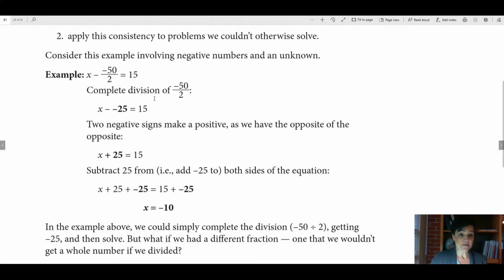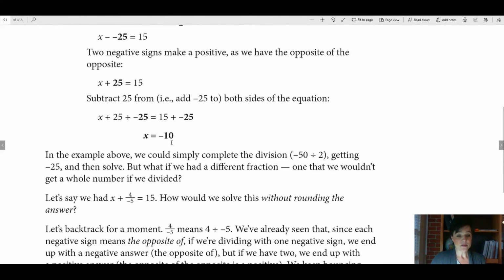Complete the division of negative 50 halves: x minus negative 25 equals 15, because negative 50 divided by 2 is negative 25. Here we have two negative signs that make a positive, as we have the opposite of the opposite. So x plus 25, because it's the opposite, equals 15. Subtract 25 from both sides of the equation, and we're left with x equals negative 10.